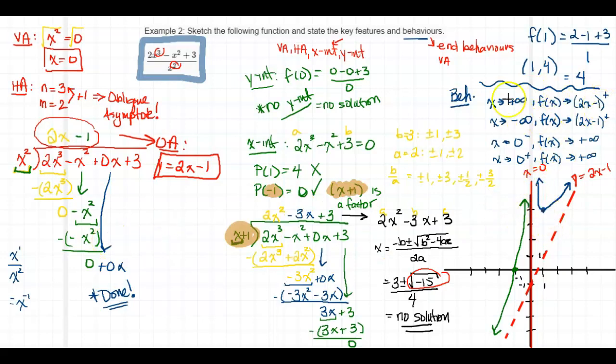So that concludes all of our behaviors. We've got our vertical and horizontal asymptotes, our x-intercepts. We don't have a y-intercept, but we've got our behaviors. Here is our lovely sketch.